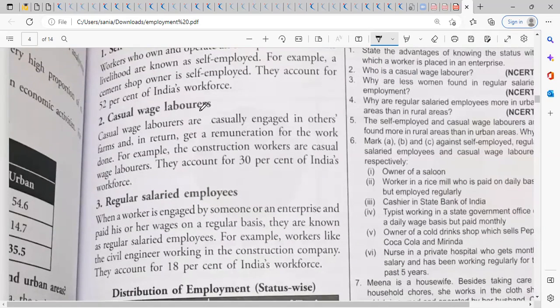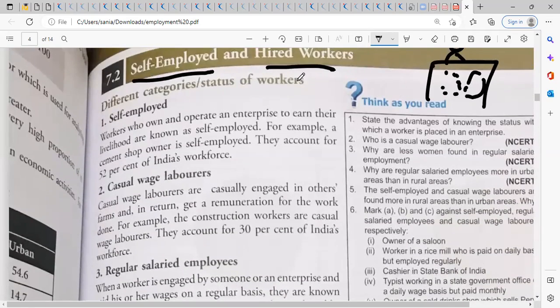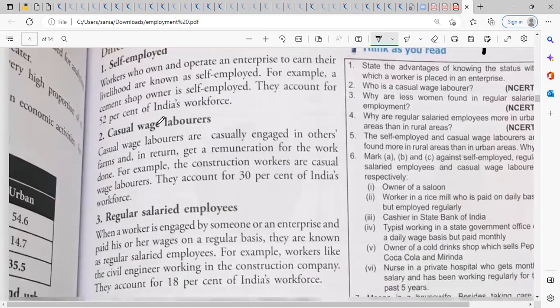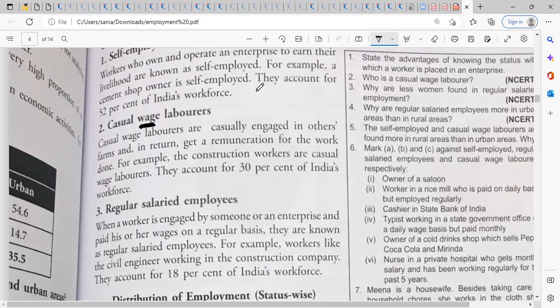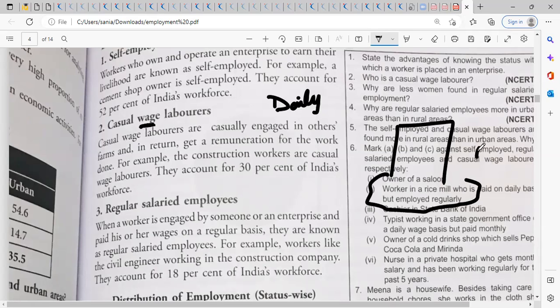Then casual wage laborers are there. Basically, they are different categories of workers. So first is self-employed, second is casual wage labor. Wage is basically when you get your money on a daily basis. Casual wage laborers are casually engaged in other farms and in return get remuneration for the work done. For example, construction workers are casual wage workers. There's a construction going on, right? Till the construction is done, these people will be getting money every day. So they are casual. Casual is basically normal, they are not permanent, right?